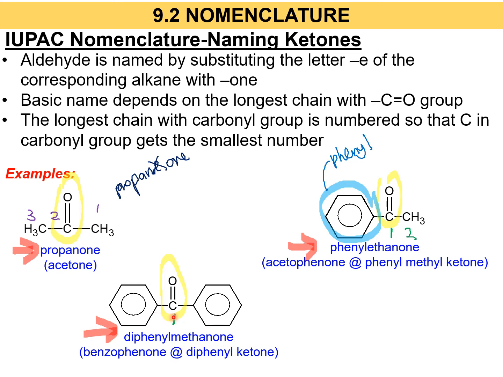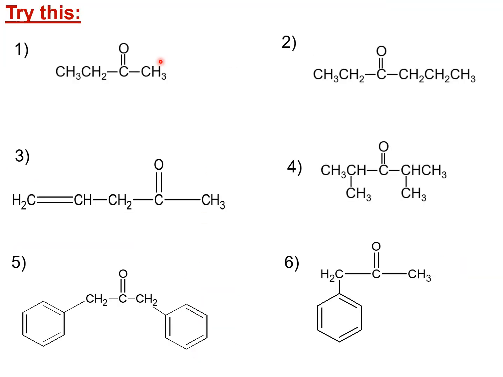Okay, tapi kat sini carbon number 1 ni ada 2 substituent benzene. So macam mana you nak namakan dia? Is going to be diphenyl methanol. Okay. Alright, so let's try this out together.